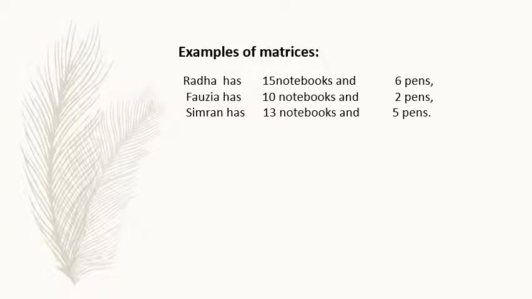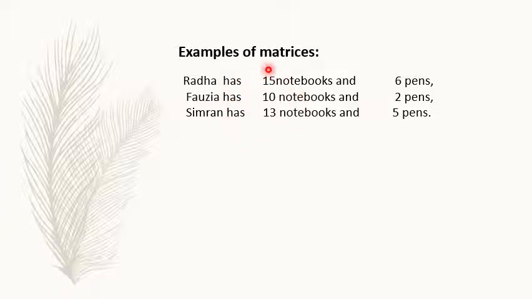Here is an example. Assume there exist three girls, Radha, Fauzia and Simran. Radha has 15 notebooks and 6 pens. Fauzia has 10 notebooks and 2 pens. Simran has 13 notebooks and 5 pens. So, this information we can represent using a matrix. Then it will be more clear.